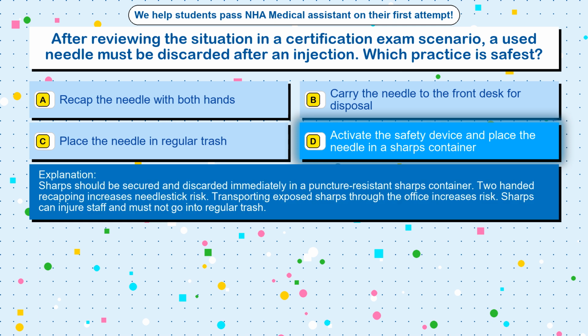Sharps should be secured and discarded immediately in a puncture-resistant sharps container. Two-handed recapping increases needle stick risk. Transporting exposed sharps through the office increases risk. Sharps can injure staff and must not go into regular trash.